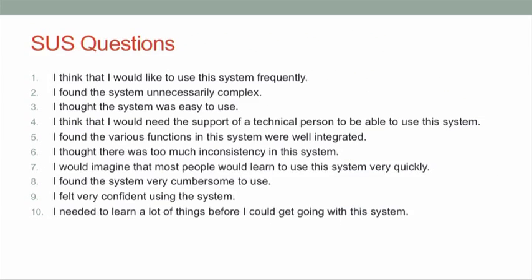Here are the 10 SUS questions. I'm not going to read them all to you, but the odd-numbered questions are positive statements about the system, such as number 3, I thought the system was easy to use. And the even questions are negative statements. Let's look at number 8: I found the system very cumbersome to use. So users respond to these questions on a scale from strongly disagree to strongly agree.